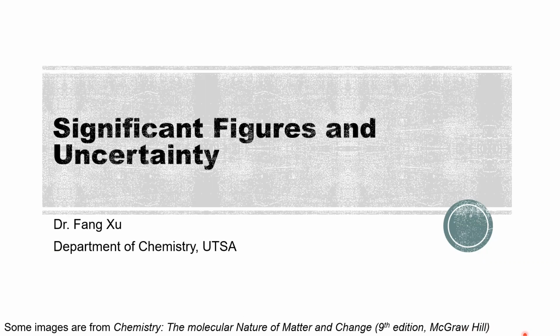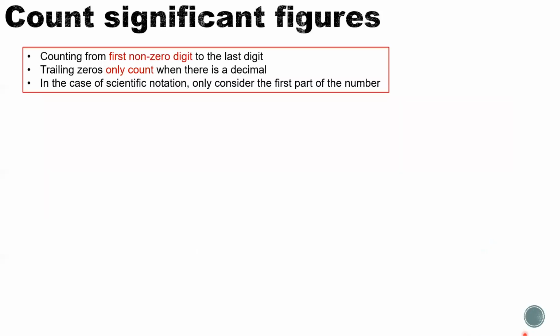Let's talk about significant figures and uncertainty in this video. First, we need to know how to count significant figures. When we count significant figures, we start counting from the first non-zero digit to the last digit. Trailing zeros only count when there is a decimal. And if we have scientific notation or exponential notation, only consider the first part of the number.